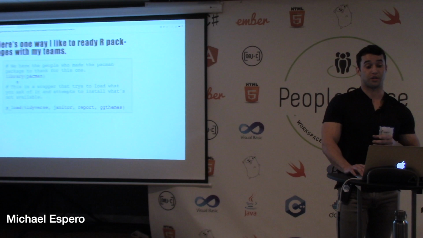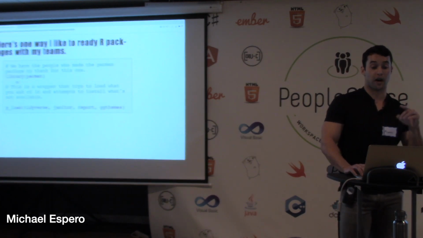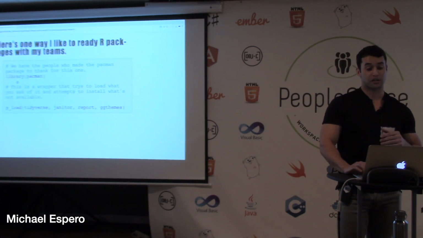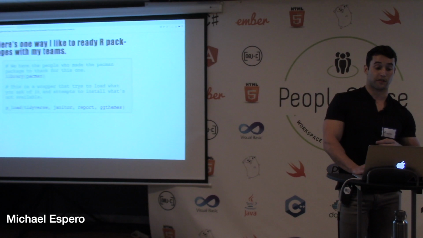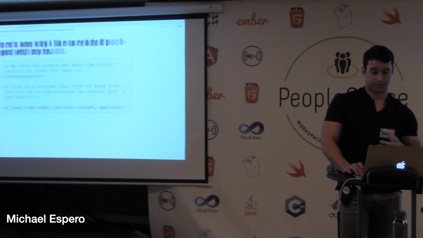This is one way that I like to do it. If you're familiar with the pacman package already, great. If you're not, this helps us skip a few steps here. So what the p_load function is doing is first checking to see if it can load these packages that are inside this function. If they're not available, it seeks to install them automatically. Once it installs them, it loads them.